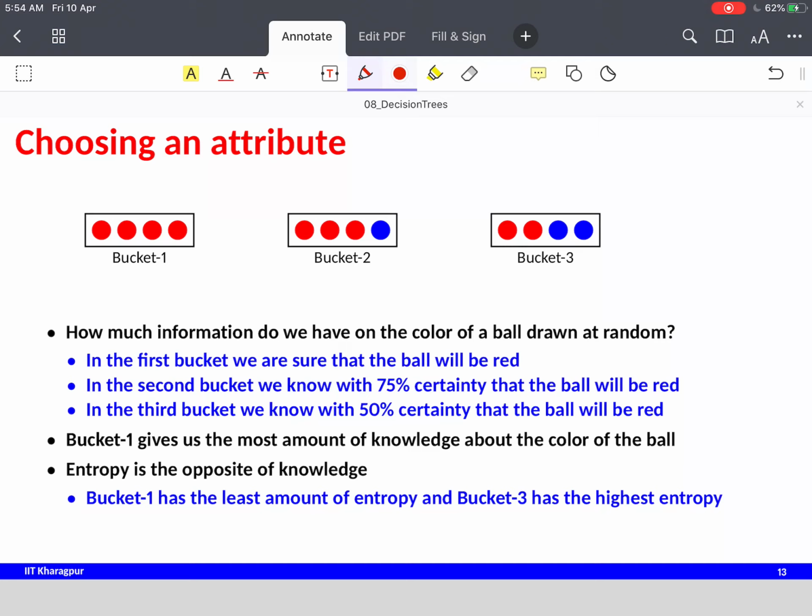So to choose the best attribute, there is an information theoretic measurement that we would like to explain now. Let's say I have three buckets. In one of the buckets I have four red balls. In another bucket I have three red balls and one blue ball. In another bucket I have two red balls and two blue balls. Now if somebody asks, how much information do we have on the color of a ball drawn at random?